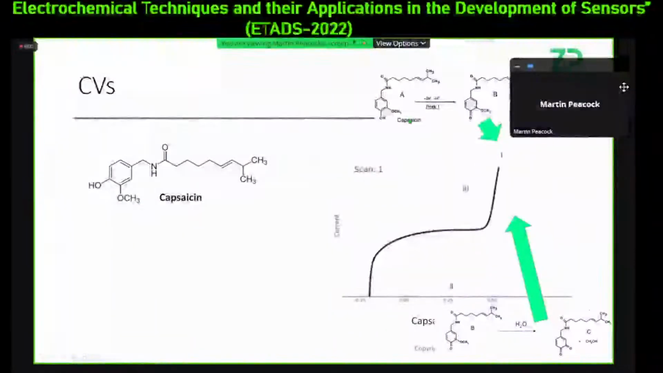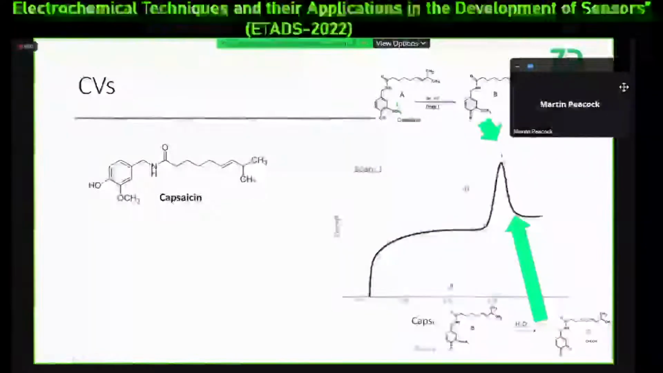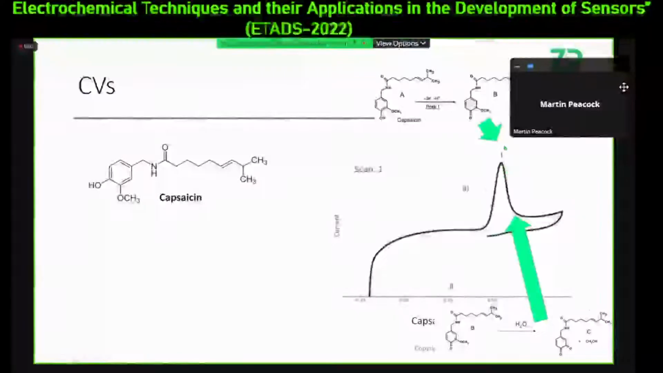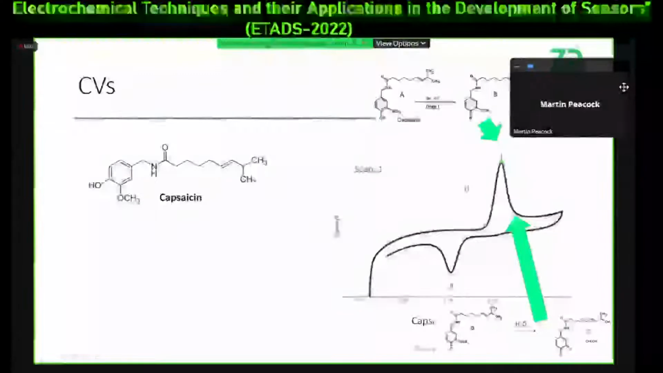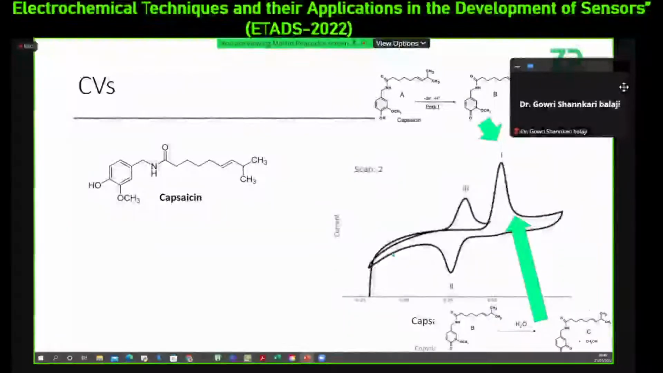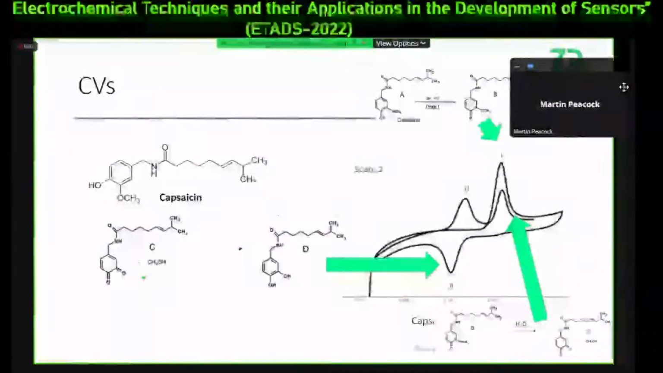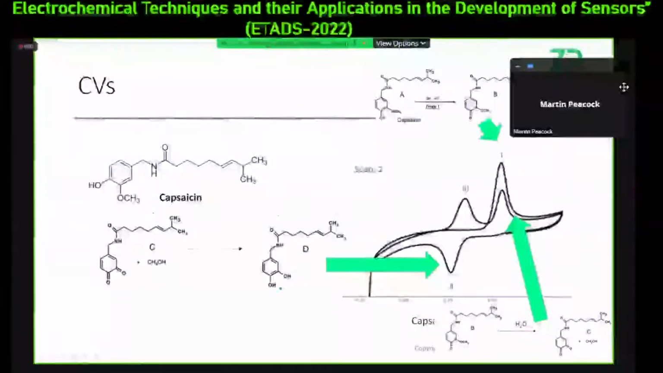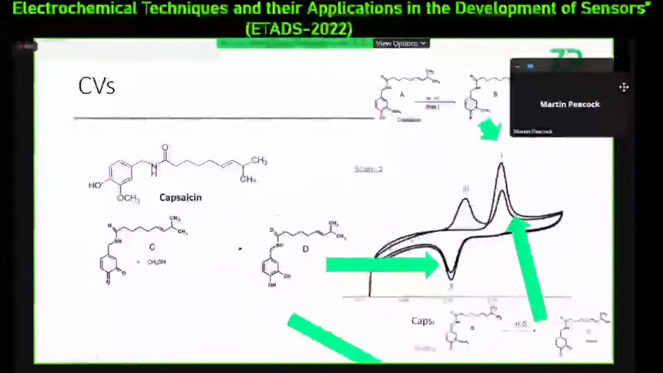So capsaicin has what we call a methoxy group. When we oxidize it, we call that an E, an electrochemical step. It then has a C step, which is a chemical step. So we have electrochemistry and chemistry happening in the first wave. Now, when we get to the second wave, we're doing the reduction of this quinone to a quinol. This is a new molecule that we formed during the experiment, and this quinol sticks to the carbon surface.